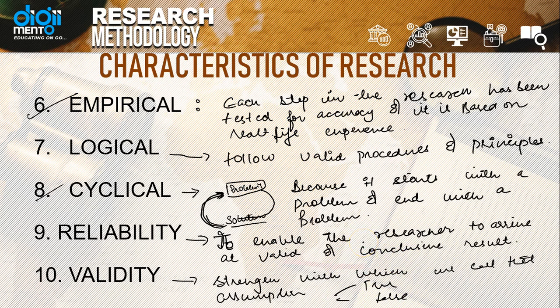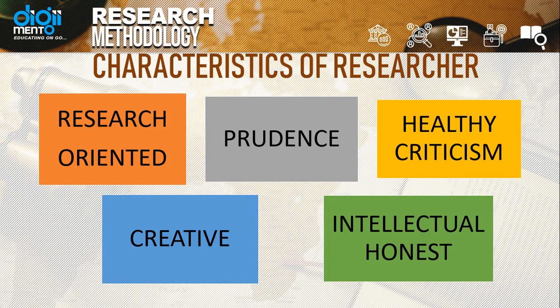Okay, so that's it about the characteristics of research. And the next one is characteristics of researcher. Previously we studied the characteristics of research. Now we study the characteristics of a researcher. Think that you are the researcher. What are the qualities, what are the characteristics you have during the entire research process?